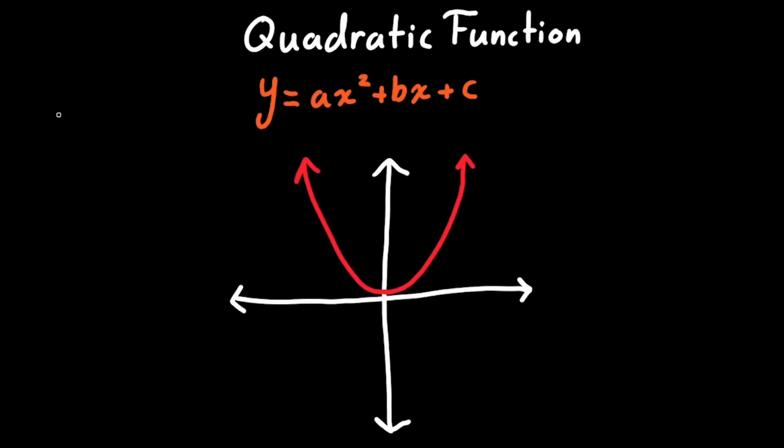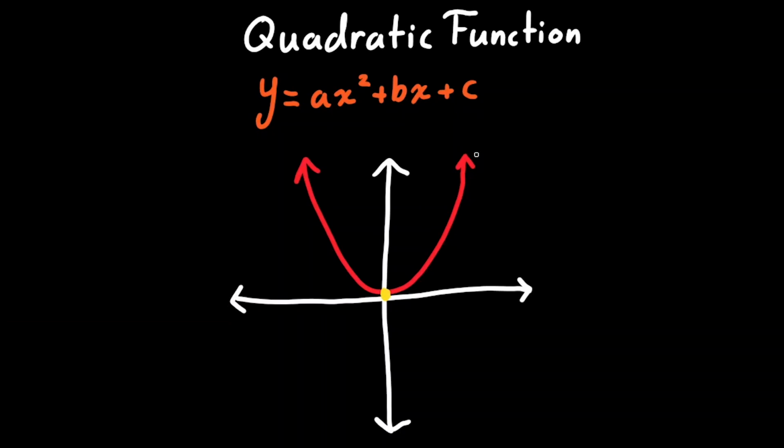Up next, we have the quadratic function. You can see that the quadratic function is a parabola with a vertex and two distinct ends that point in the same direction. Now, one way that you can express the quadratic function would be by using the standard form, y is equal to ax squared plus bx plus c, but that is not the only way.